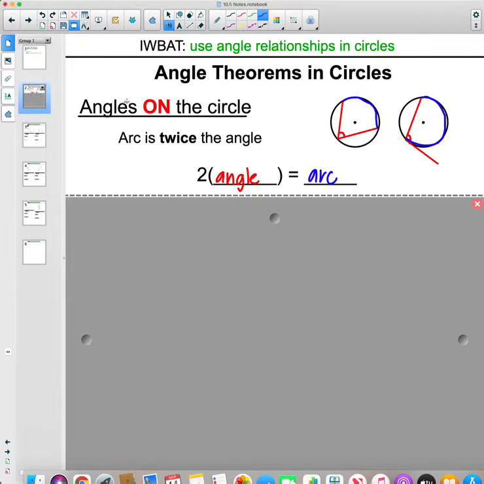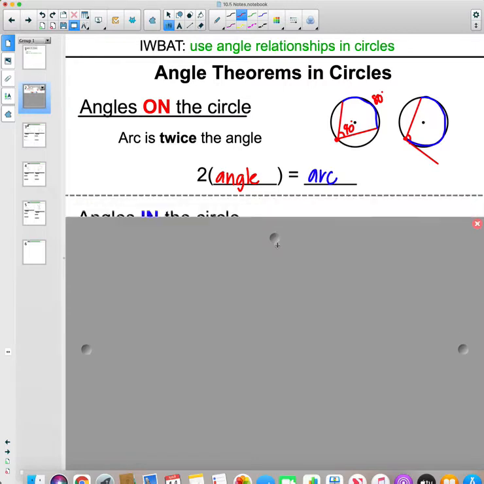So if your angle is formed on the circle, you see this vertex on the circle like an inscribed angle, or like this one, the formula is 2 times the angle equals the arc. Let me just put in some measures here too. If this was 40, this would be 80. So the angle has a smaller measurement.